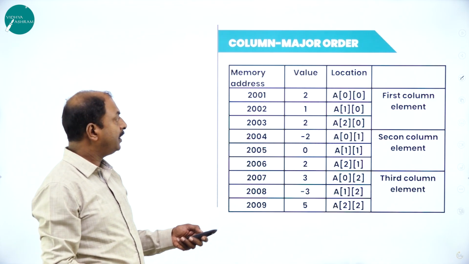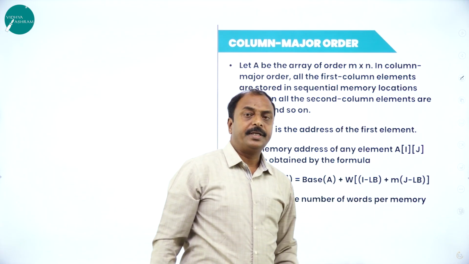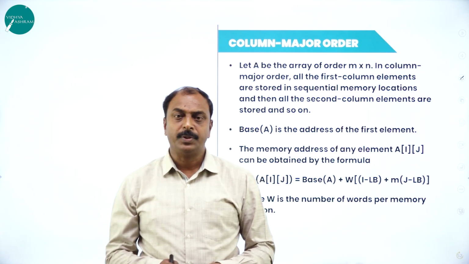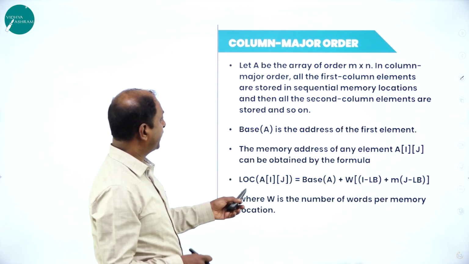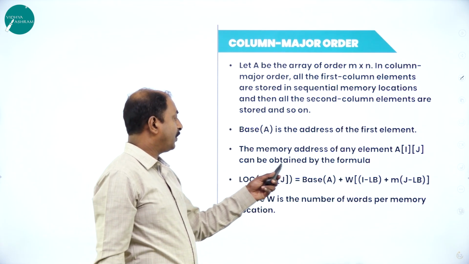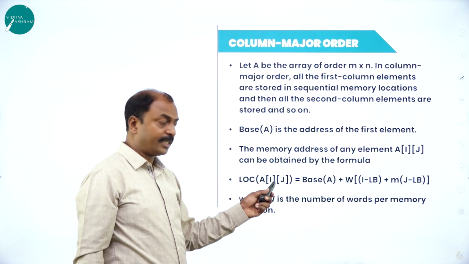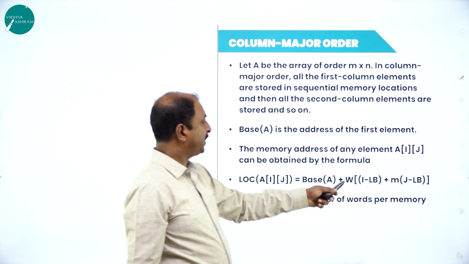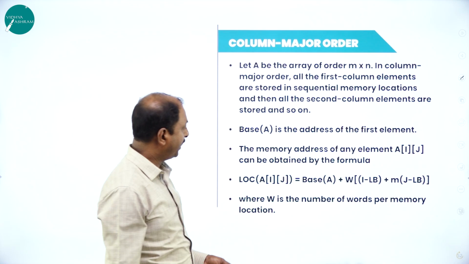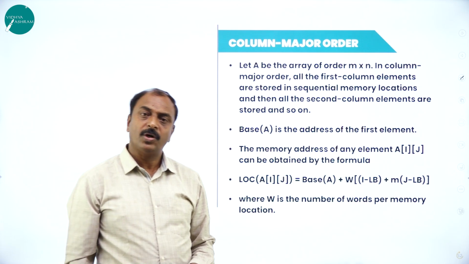Now let us see an example. This is the formula here. So with the help of this formula, it is possible for us to find the memory address of any data item in a 2-dimensional array. Now look at the example here of the formula. Location of a of i comma j. We would like to know the address of a, the name of an array, with index i, j. The formula is base a plus w times, open bracket, i minus lb, plus m times j minus lb, close the bracket. And here w stands for the number of words. As I told you, it depends on the data type of the array.